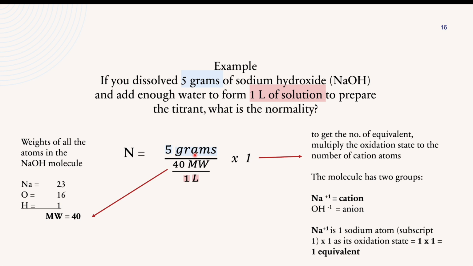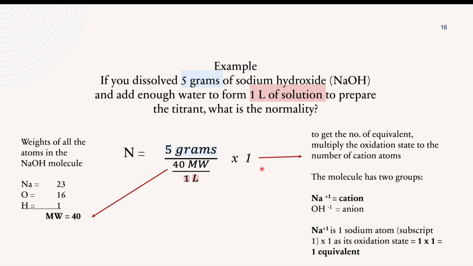5 grams goes here. Okay, the NaOH, the molecular weight is here. When you solve for the molecular weight, you just have to take the individual weights of the atoms, count the number of the atoms, then multiply, then add them up. So 1 sodium, 1 oxygen, 1 hydrogen. Your sodium is 23, your oxygen is 16, your hydrogen is 1. If you add that up, 40. So the entire molecule weighs this much, 40. Divide by 1 liter, and just 1 N factor.